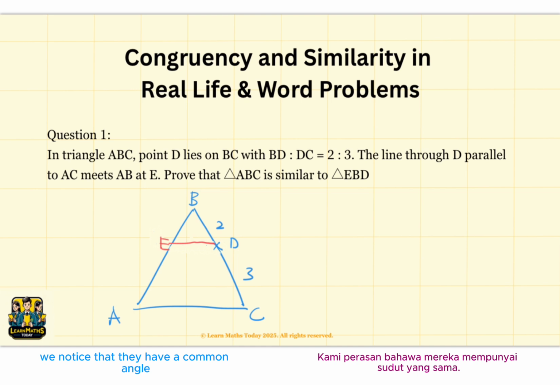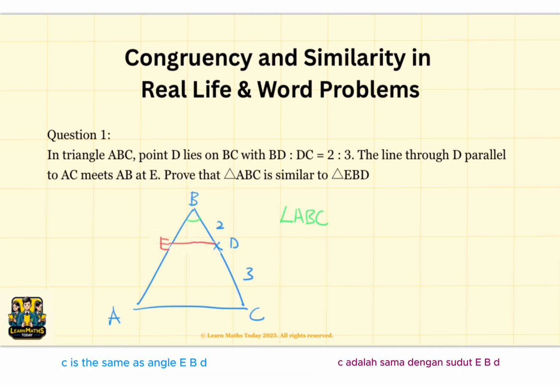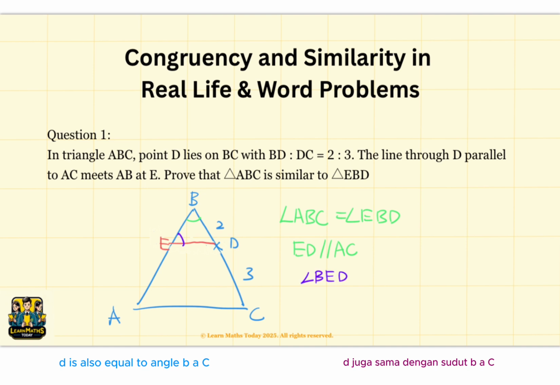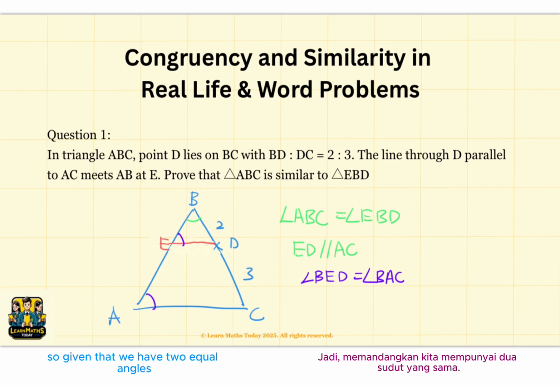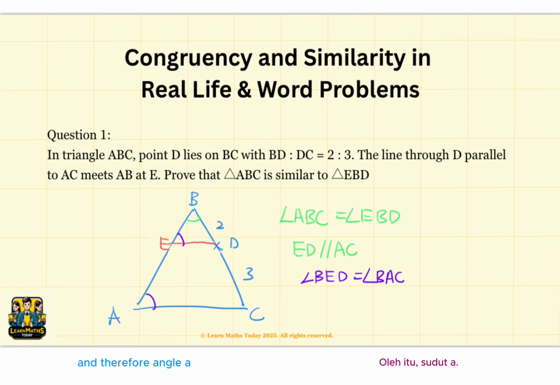We notice that they have a common angle. Angle ABC is the same as angle EBD. And since ED is parallel to AC, angle BED is also equal to angle BAC. They are corresponding angles. So, given that we have two equal angles, we know the third angle is the same. And therefore, triangle ABC is similar to triangle EBD by the AA rule.